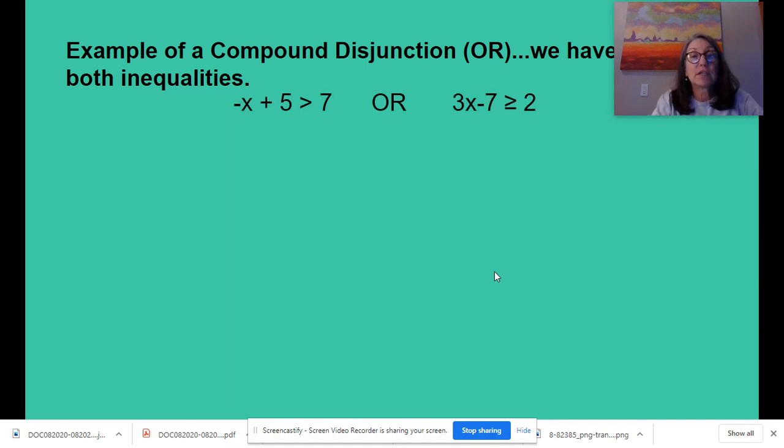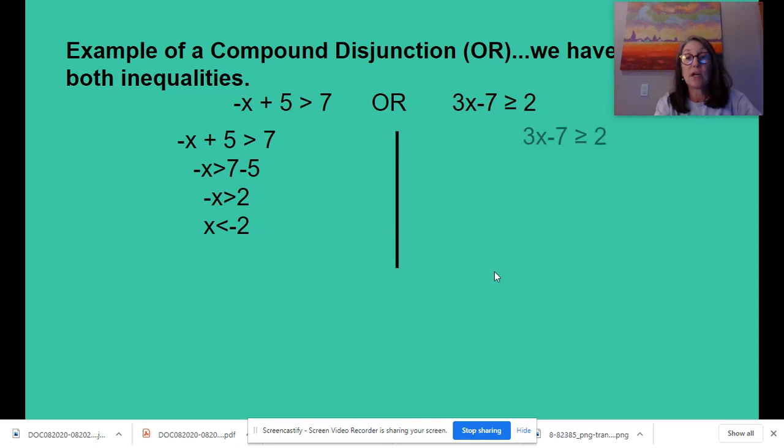Here's an example of a disjunction. We have negative x plus 5 is greater than 7, or that same value of x might be in 3x minus 7 is greater than or equal to 2. To do these, we have to work each of the problems in turn. First, let's work the one on the left. We get that x is less than negative 2. Now we have to switch over and do the other side. We go through the process of solving it the way we solve any other inequality, and we come up with x is greater than or equal to 9.